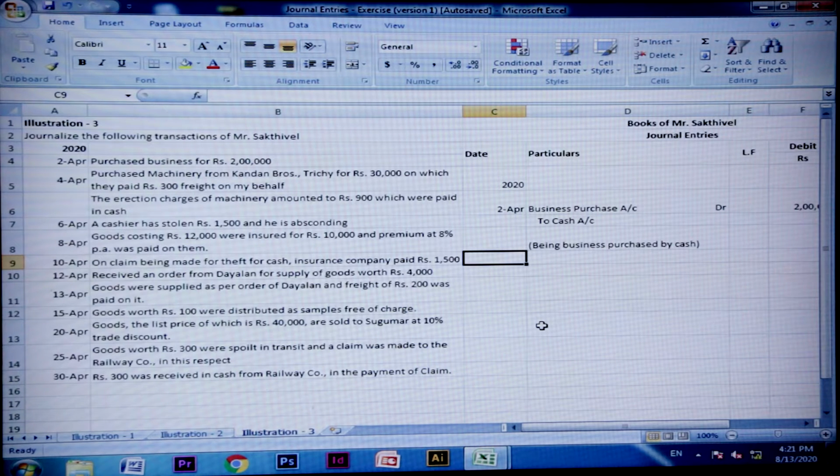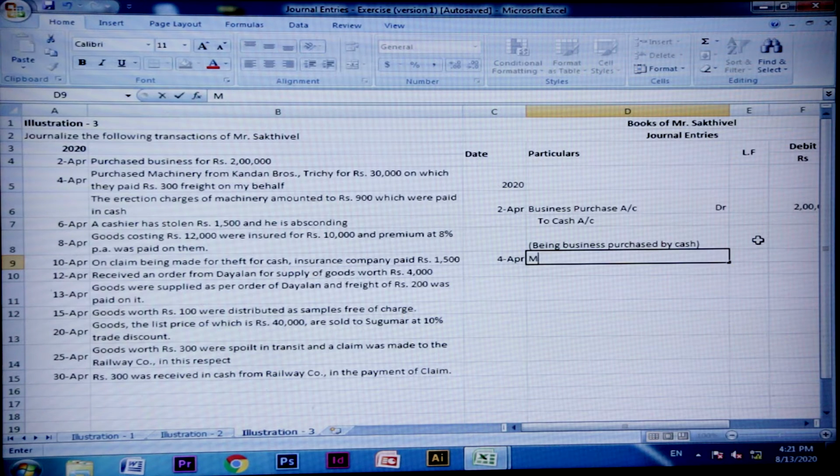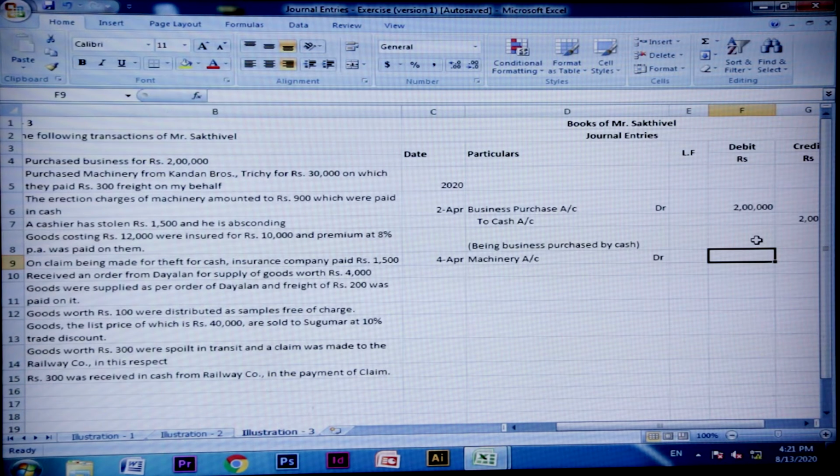So the two accounts affected here is, one is machinery account and other one is personal account, which is Kandan Brothers Trichy. Machinery account is a real account, so we have to debit machinery account. Debit what comes in, credit what goes out rule. Here machinery comes in, so we have to debit it. And the second, freight expenses incurred should not be debited to freight account, as the freight is related to machinery. It has to be debited to machinery account. So total debit to machinery account is 30,300.